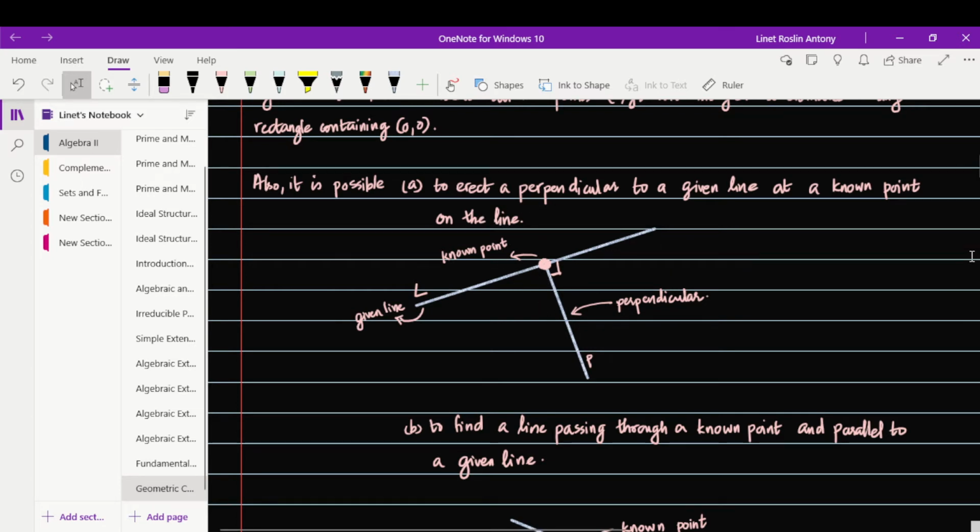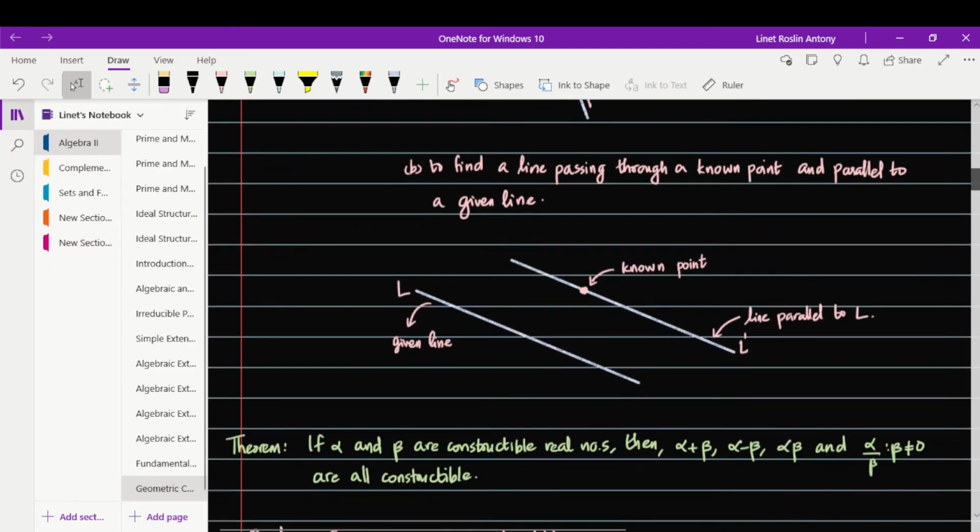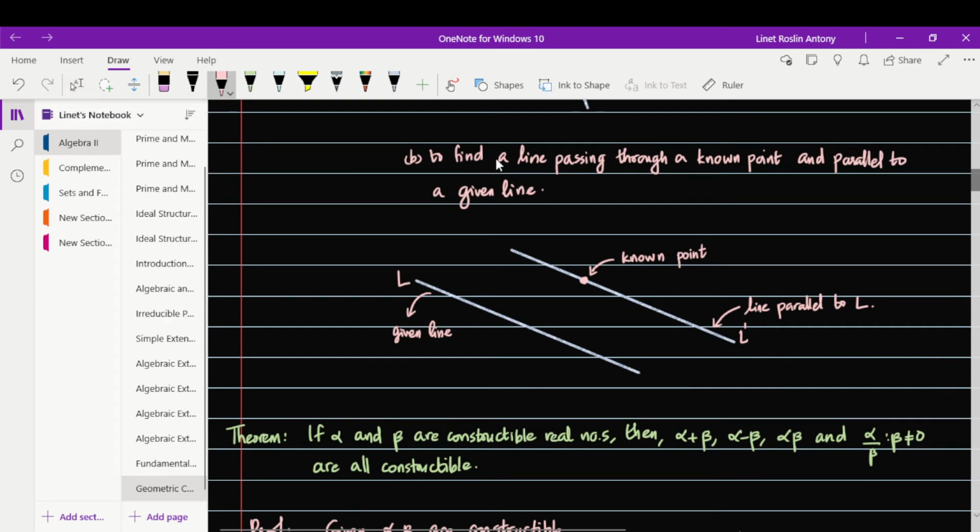That is possibility number one. These are all just geometry we have been doing in high school classes. So also we can find a line passing through a known point and parallel to a given line. That is, suppose you are given a line L and a known point is here. So you can draw a line L dash which is parallel to L, and such that L dash is passing through this known point. That's what the B part of that remark says.